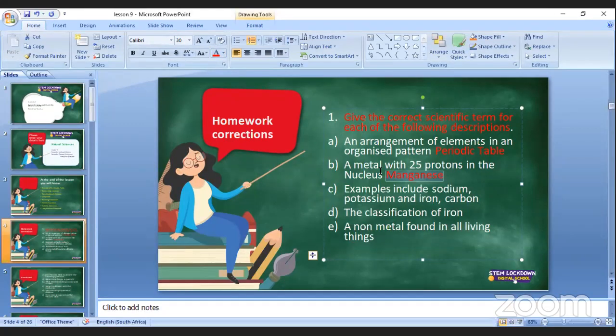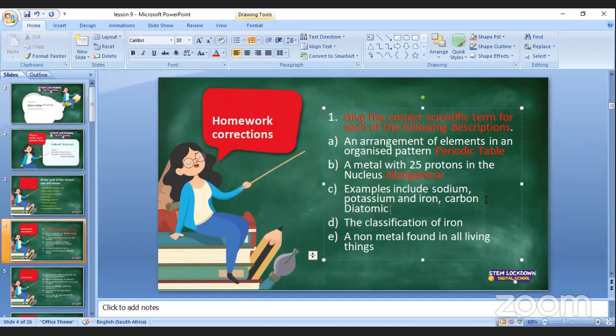Then they say examples include sodium, potassium, and iron, also carbon. So the correct answer here is we're talking about diatomic molecules. Remember, we're doing diatomic molecules. Those are the examples of diatomic molecules. So you just write diatomic molecules.